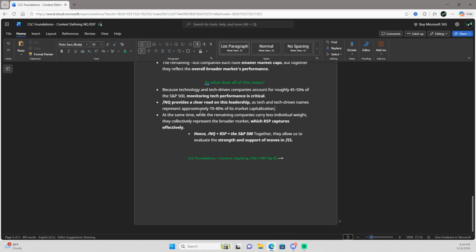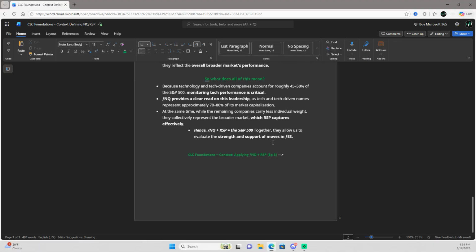At the same time, while the remaining companies carry less individual weight, they collectively represent the broader market, which RSP captures very effectively. So half of the market cap within the S&P 500 is driven by tech, and we can say that the other half is just driven by the overall broader market. So NQ plus RSP effectively equal the S&P 500. And by looking at those two names together, they allow us to evaluate the strength and support of moves in ES.